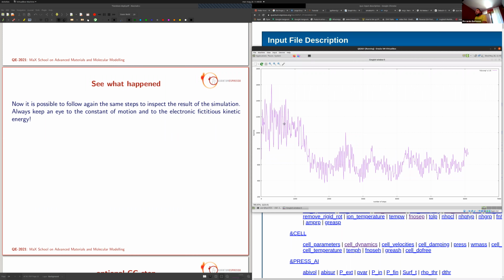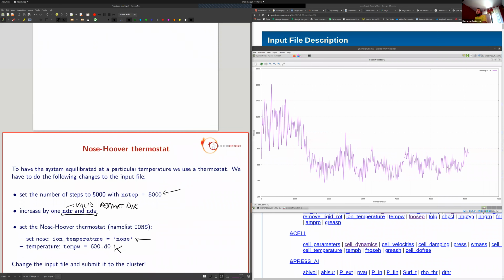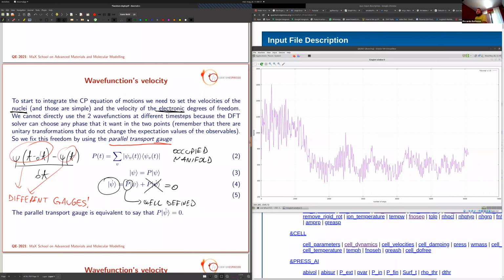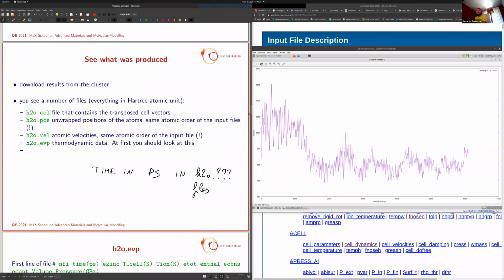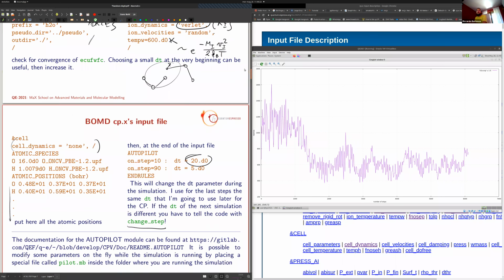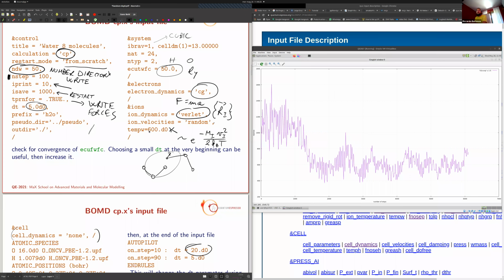You remember that at the beginning we chose a temperature of 600 Kelvin for the initialization of the temperature with sampling from the Maxwell-Boltzmann distribution. I wrote it in the first input file. Yes, it was here, 600 Kelvin. But it looks like the system chose a temperature that is twice 600 Kelvin.